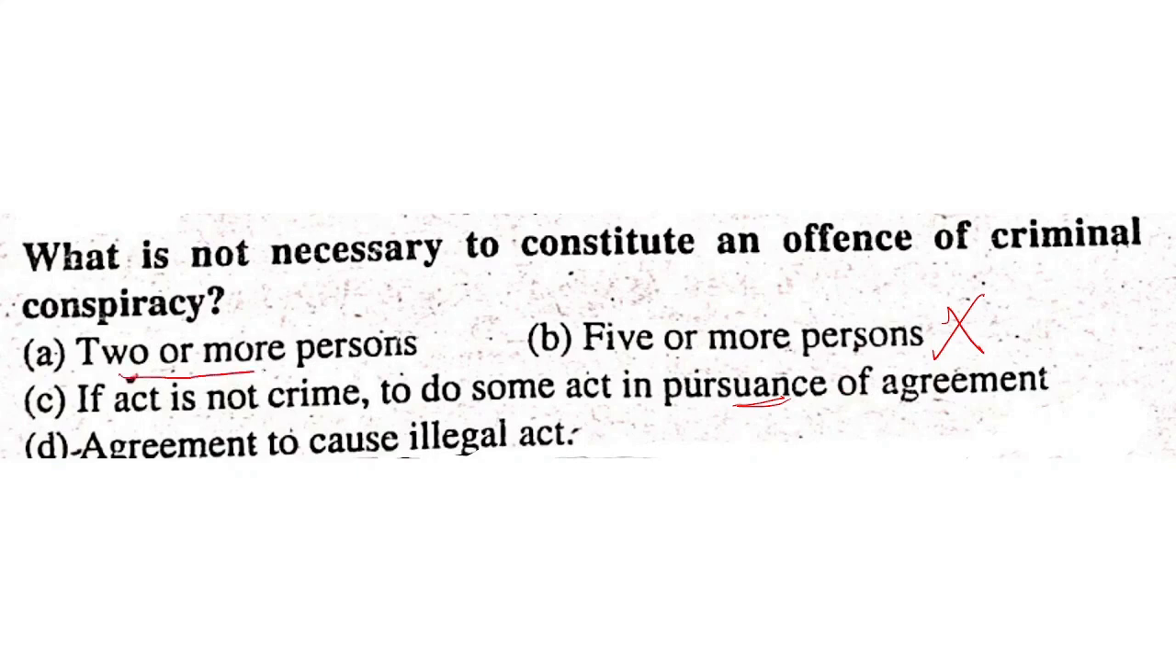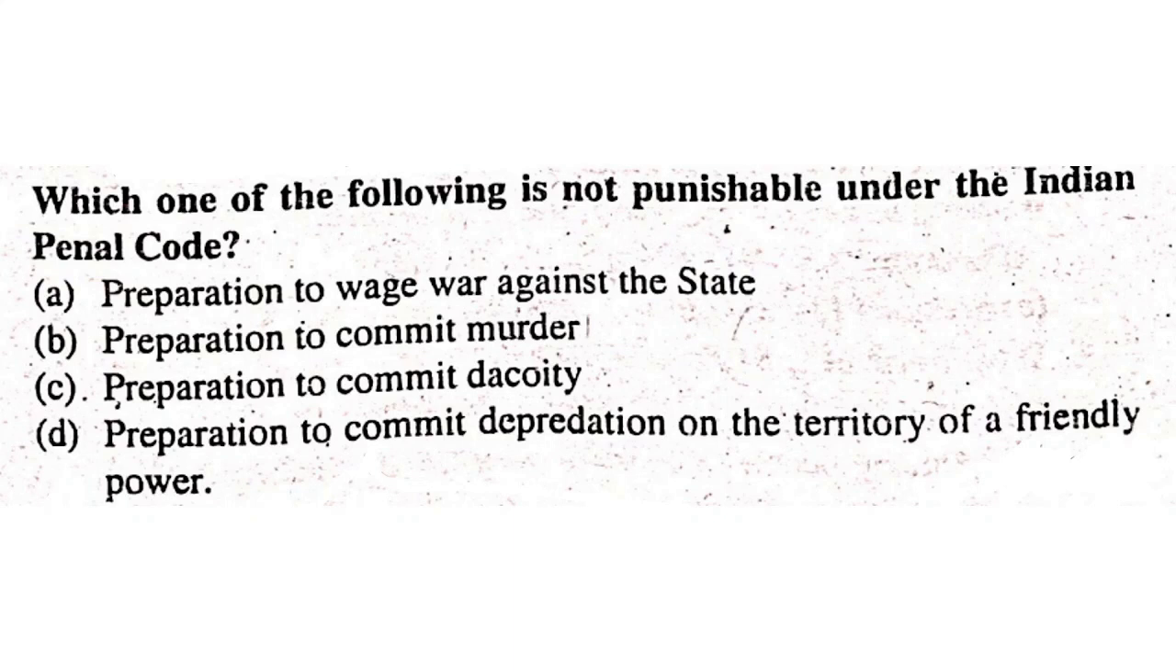Two or more persons, this is required. Five or more persons, this is not required. If the act is illegal, to do some act in pursuance of the agreement, this is required. Agreement to cause an illegal act, all these 3 are required. The answer is that 5 or more persons is not required or necessary to constitute an offense of criminal conspiracy.